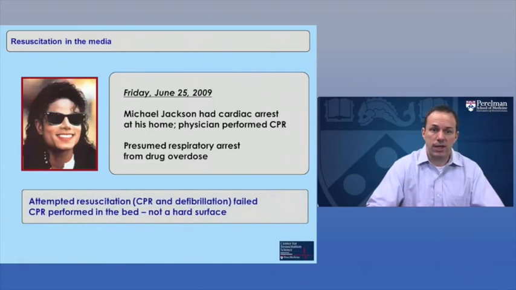What I want to share with you is that he also had an attempted resuscitation with CPR and defibrillation, and it also failed. One of the issues regarding Michael Jackson's resuscitation was that he had CPR performed in his bed. It was not a hard surface. BLS teaches that CPR is best performed on a hard surface so you can actually compress the chest and not just compress a mattress. And this will be discussed in some detail, not Michael Jackson, but rather CPR quality, in Lecture 2 following this lecture.